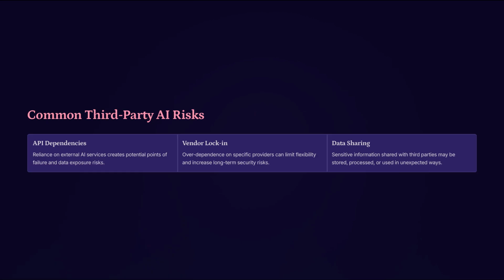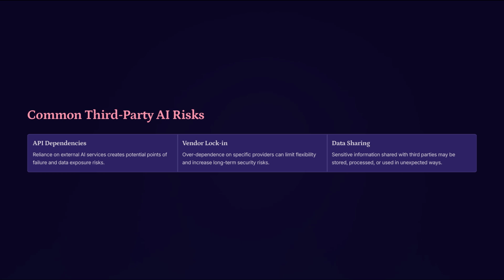As we transition from discussing the risks associated with third-party AI tools, let's delve deeper into some common concerns that organizations face when relying on these external services. First, consider API dependencies. Integrating with third-party AI services creates potential points of failure. If an API goes down or experiences issues, it can disrupt your operations and lead to data exposure risks.